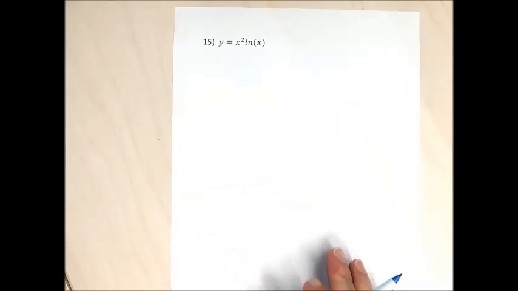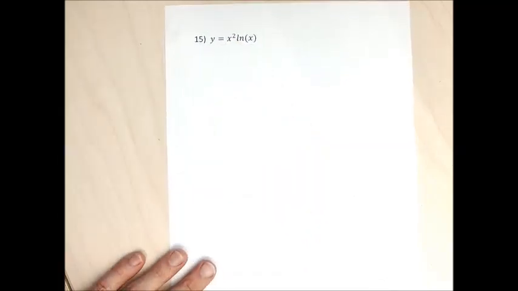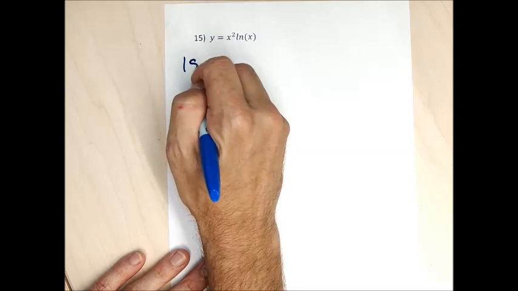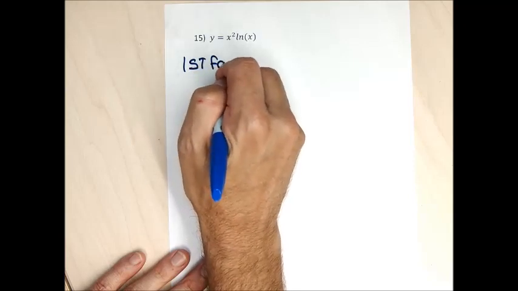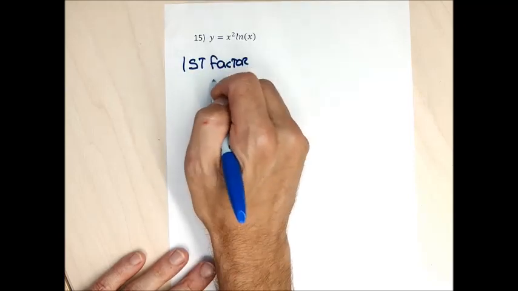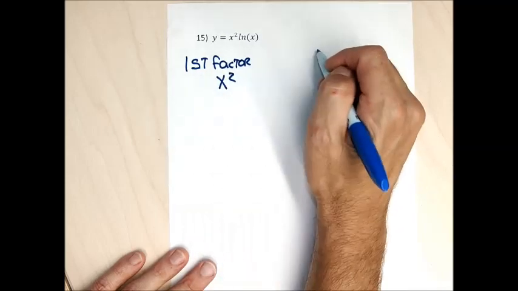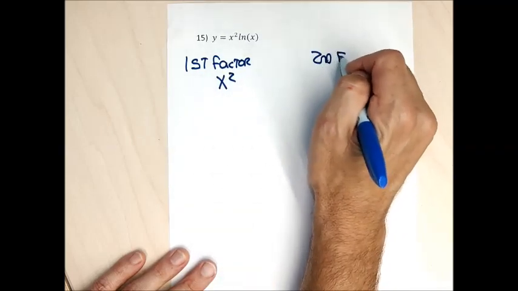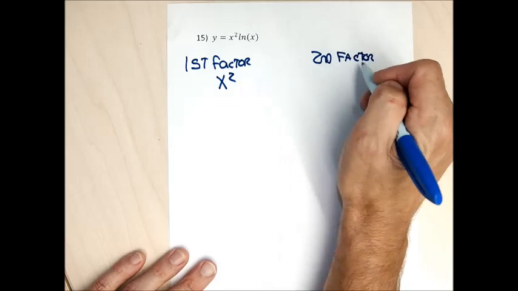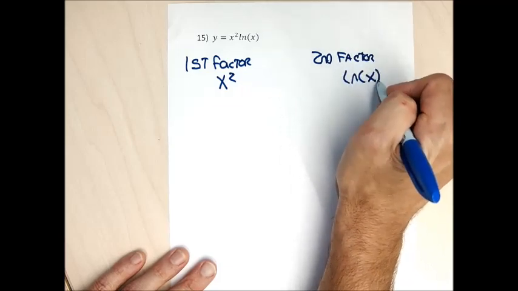It's an ln problem. It's multiplication. Both factors have an x, so I need to use the product rule. So I need to write down the first factor. First factor is x squared. The second factor is the ln of x.